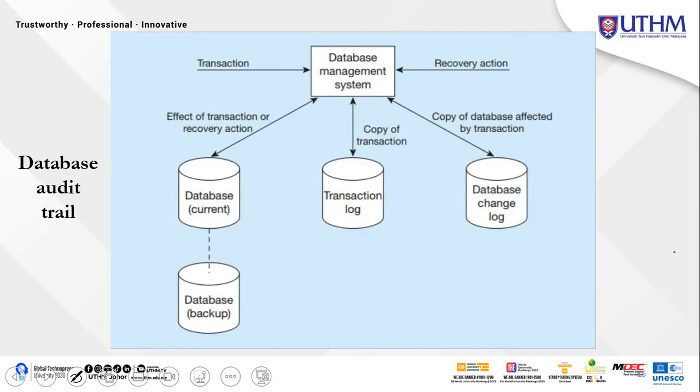So this is the database audit trail. You can see we have a backup database over here and we have the current database. So whatever is in the current database will be stored in a backup, because if anything happens here they can get back from backup. So that's the reason that we have a backup. And you know that there is the transaction log and then the database change log. So if there is any transaction and any modification done, it will be stored in these two different categories.